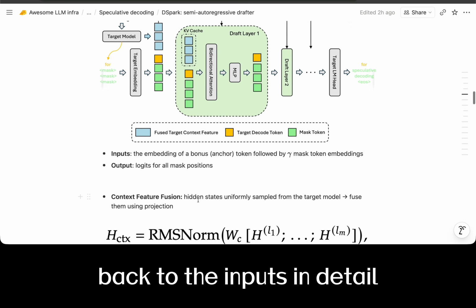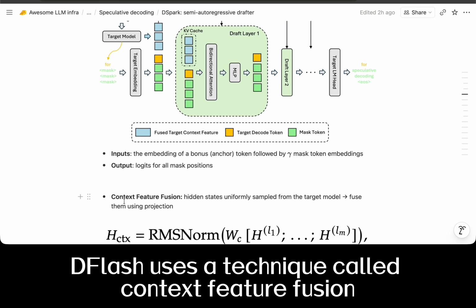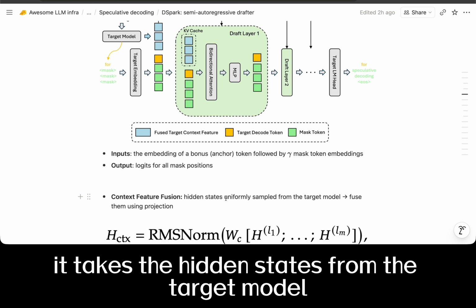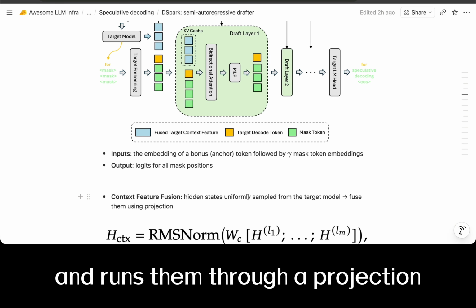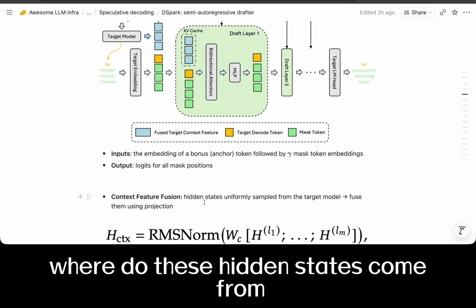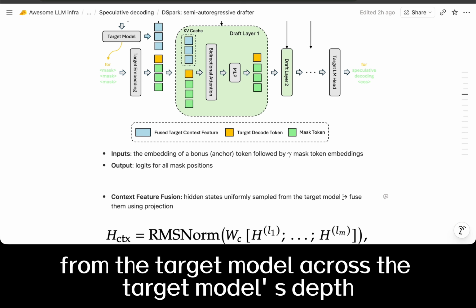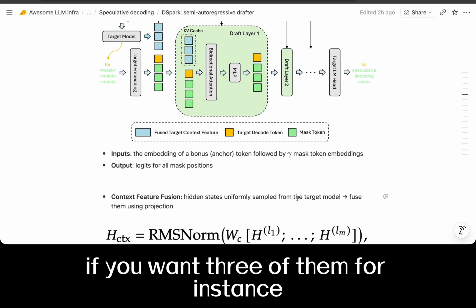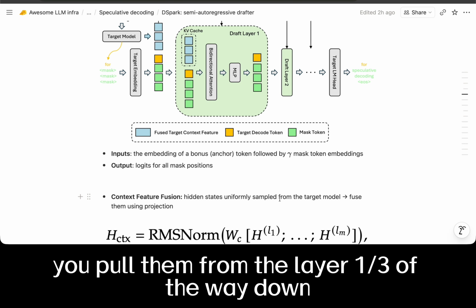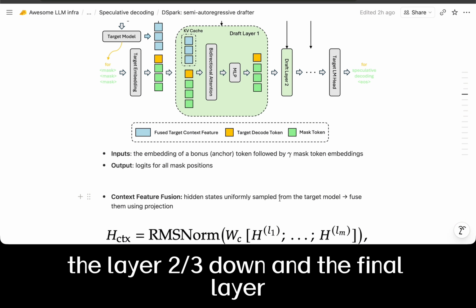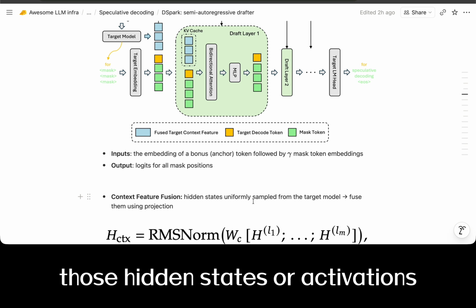Back to the inputs in detail. DFlash uses a technique called context feature fusion. It takes the hidden states from the target model and runs them through a projection. Where do these hidden states come from? They are uniformly sampled from the target model across the target model's layers. If you want 3 of them, for instance, you pull them from the layer 1/3 of the way down, the layer 2/3 down, and the final layer, those hidden states or activations.